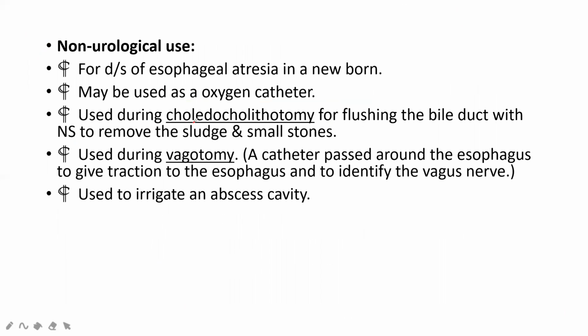Non-urological uses: for diagnosis of esophageal atresia in the newborn. Also it may be used as an oxygen catheter. Also during choledocholithotomy, to flush the bile duct with normal saline to remove small stones or sludge. It can be used during vagotomy, by applying traction over the esophagus in order to identify the vagus nerve. Also it can be used to irrigate an abscess cavity. These are the non-urological uses.